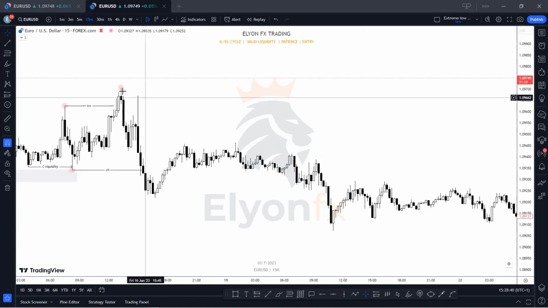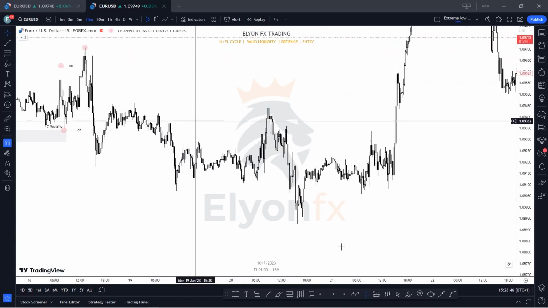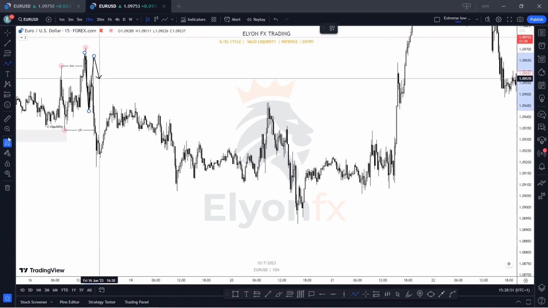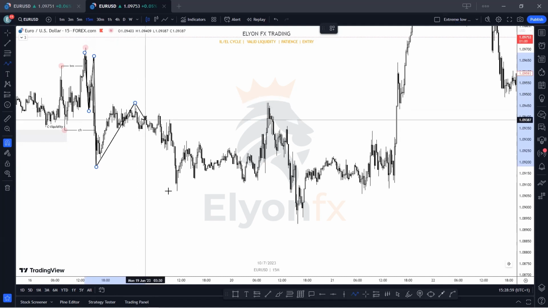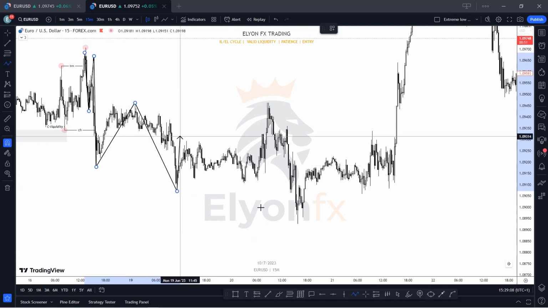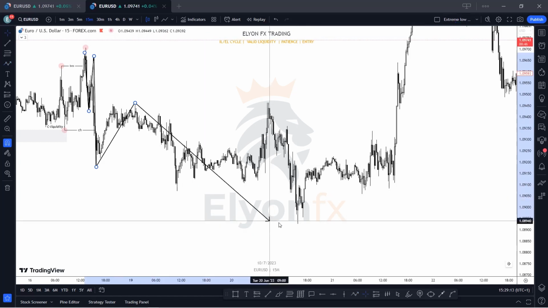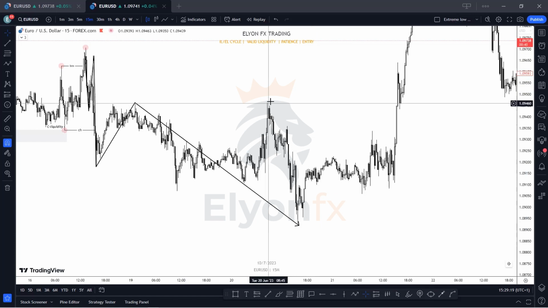So we can see that we have marked out the internal liquidity points. Let me use the magnet to snap to these. These are the highest points. This was an equal high. So for me, this is just one price leg, basically, because this was an equal. So this is one leg.